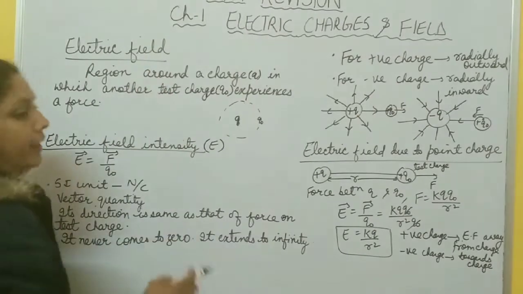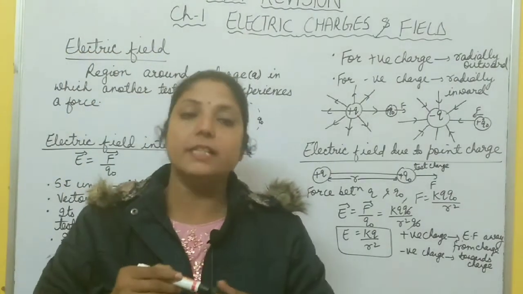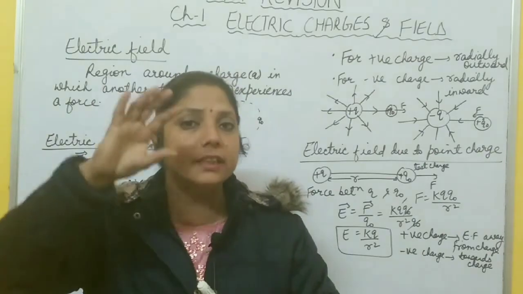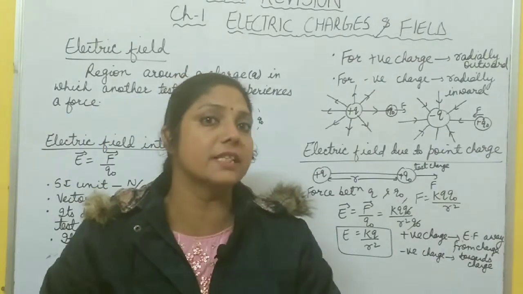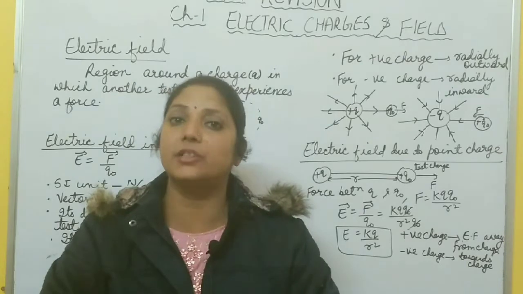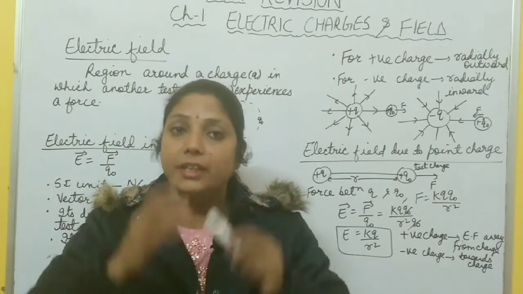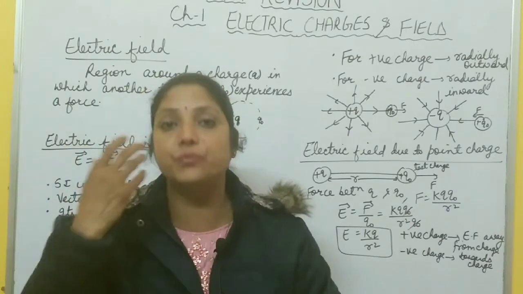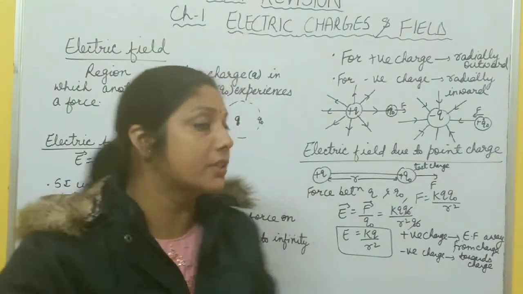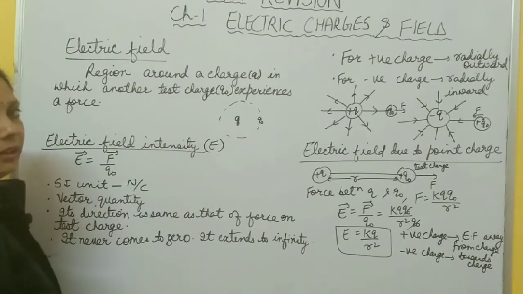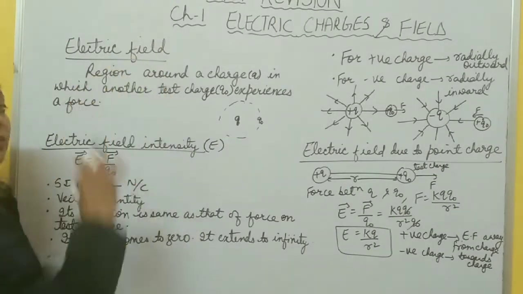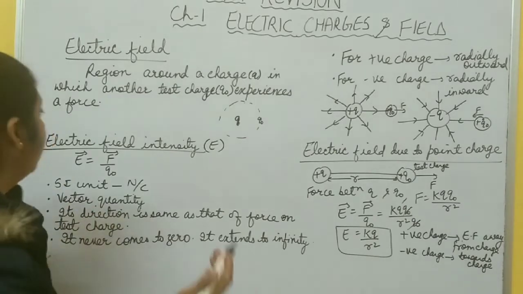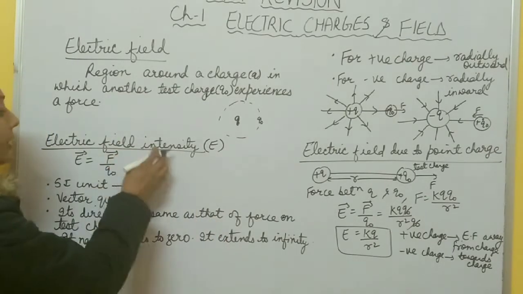Now, electric field. What is electric field? It is the region around any charged body in which, if another body comes, it experiences some force due to that charged body in that region. So the region up to which any other body experiences force, that region is called electric field. To determine the value of that electric field, we use the quantity electric field intensity.